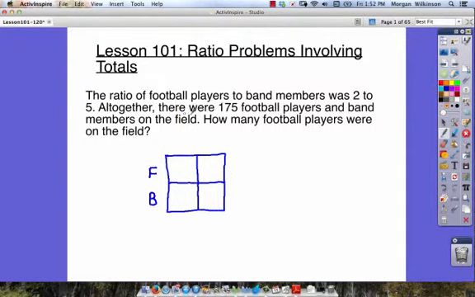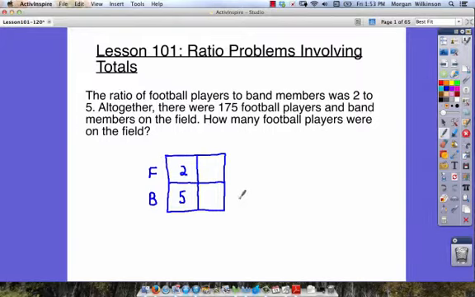And it said that the ratio of football players to band members was 2 to 5. So 2 football players for every 5 band members. That means if there were 10 band members, there would be 4 football players, because that ratio of 2 to 5 always stays the same.